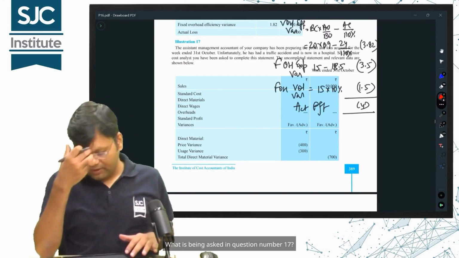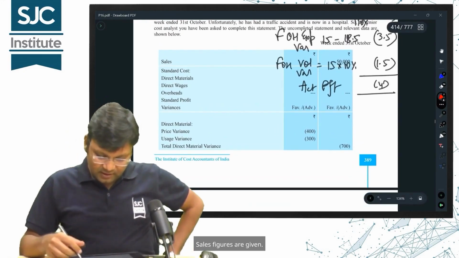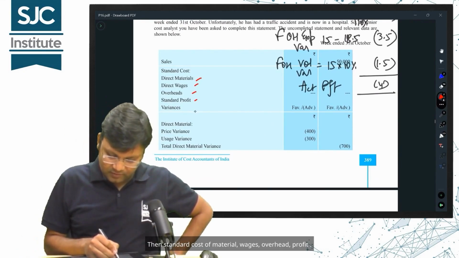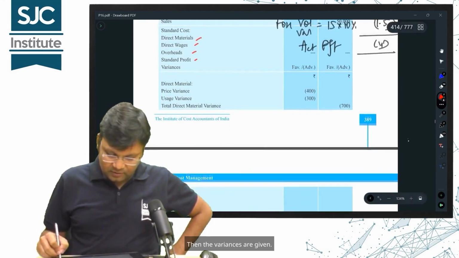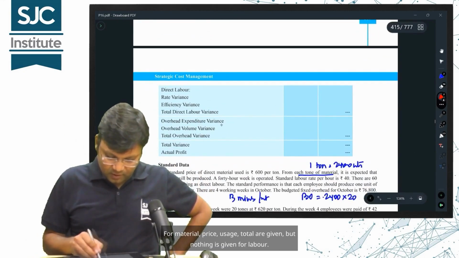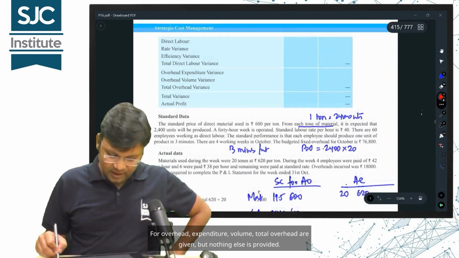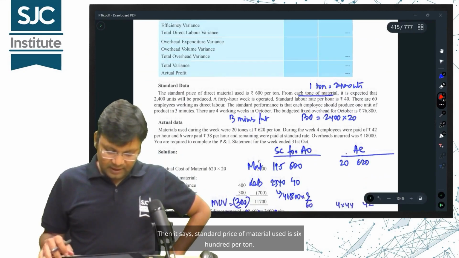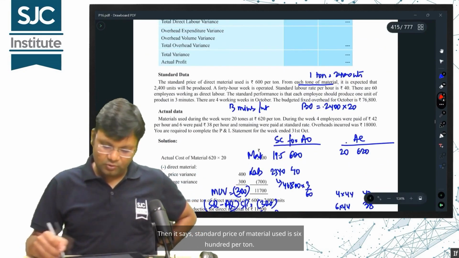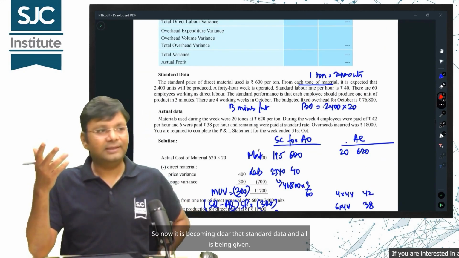What is being asked in question number 17? Look. Sales figures are given. Then standard cost of material, wages, overhead, profit. Then the variances are given. For material, price, usage, total are given, but nothing is given for labor. For overhead, expenditure, volume, total overhead are given, but nothing else is provided. Then it says, standard price of material used is 600 per ton. So now it is becoming clear that standard data and all is being given.